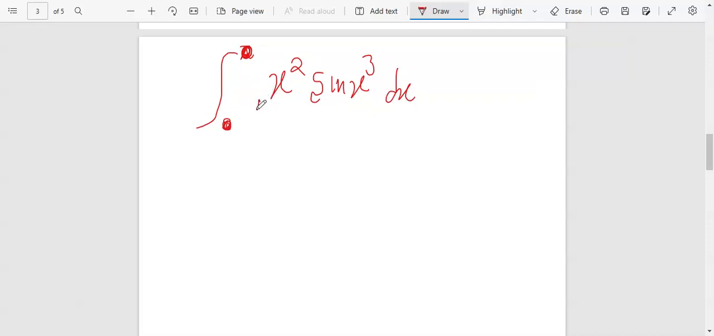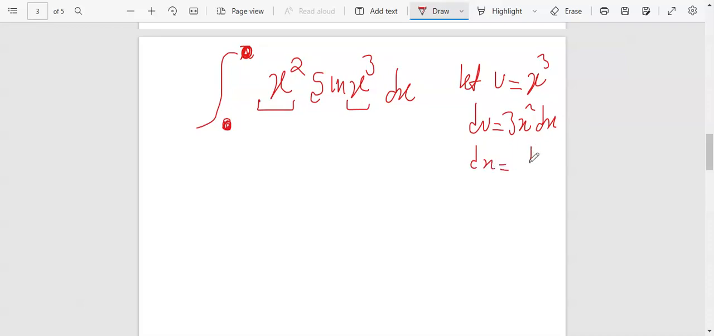So if you look at the variables, we have got x squared, we have got x cubed. So which one do you think is going to be u? Let u be equal to what? Okay, x to the power 3. So meaning that du is going to be, if you differentiate u, what are you going to get? Okay, 3x to the power 2. Don't forget dx. And then I'm going to make dx the subject of the formula. That is going to be du.